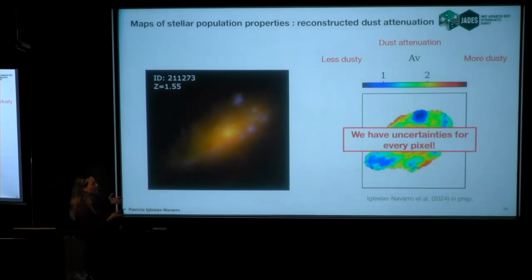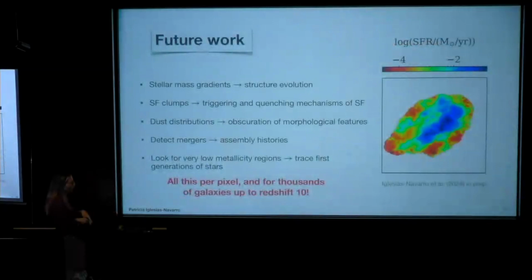And don't forget that we have uncertainties for each pixel. So with this, we can do a lot of things. I'm just starting to look for scientific cases. Right now, we're focusing on stellar mass gradients, trying to trace the structure evolution across different redshifts, but we can focus on many other things, like star formation clumps, but also dust distribution, mergers, and even look for very low metallicity regions. All of these per pixel for thousands of galaxies and up to high redshift.